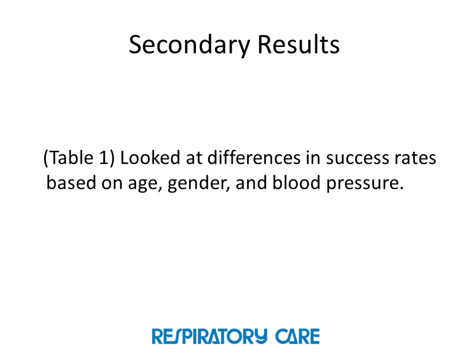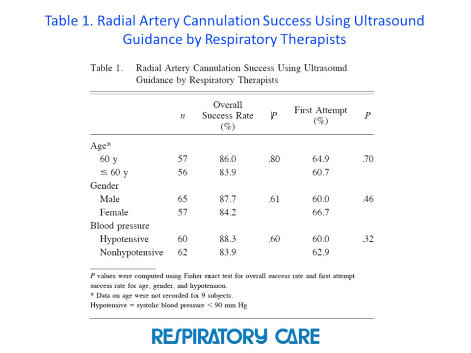They also, as secondary results, and in the article, if you haven't read the article, or if you have read the article, you can look at Table 1. They also looked at the age of the patients, the gender, since females may have slightly smaller diameter vessels, and the blood pressure of the patients, and they put that in the table to see if there was any difference in using the ultrasound that was a particular advantage in any group, and they did not find any difference.